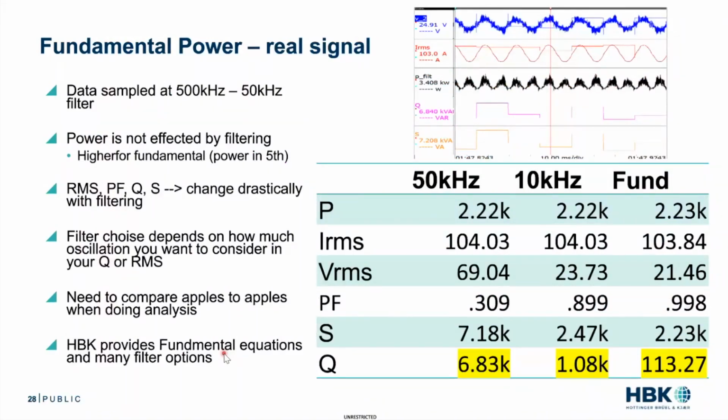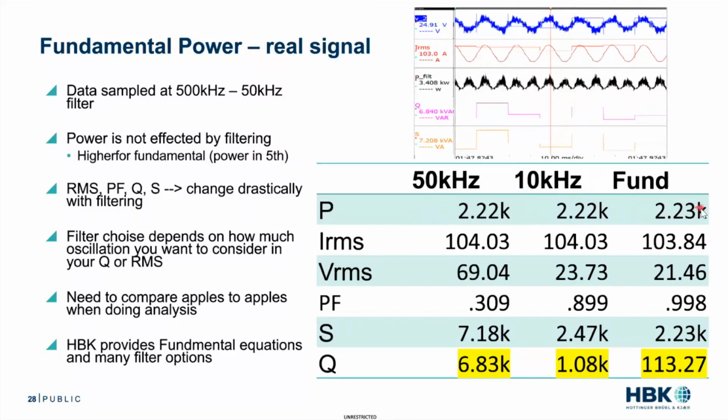Let's look at a real signal. So we have a voltage waveform, we have a current waveform, we have our instantaneous power, that nonsense with all the switching. And so this is real data sampled at 500 kilohertz with a 50 kilohertz filter. Power is not affected by filtering, remember. We're taking the average. So there's a little difference if we compare, and then I'll walk you through this chart, is we have a 50 kilohertz filter, we take all our measurements, a 10 kilohertz filter, we take all our measurements, and a fundamental, we take all our measurements.